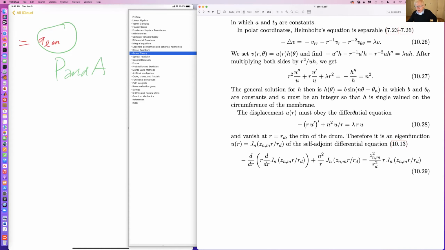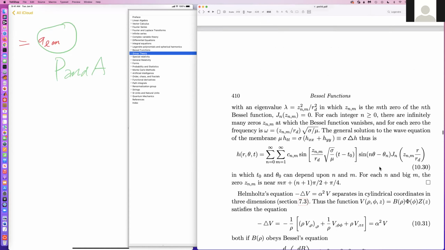And lambda, though, can't be any old real number. It has to be z squared over the radius squared of the drum.